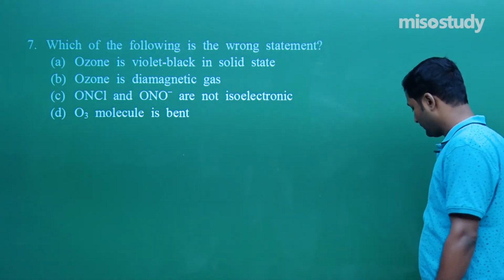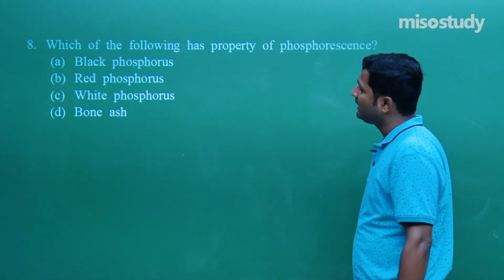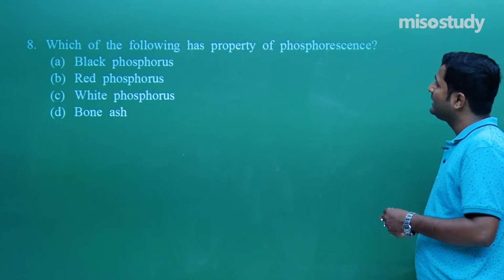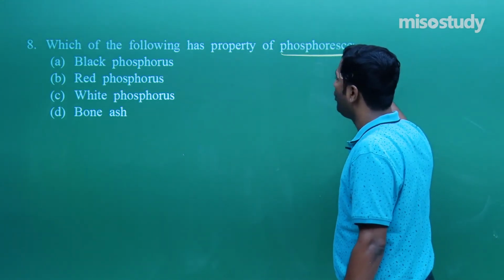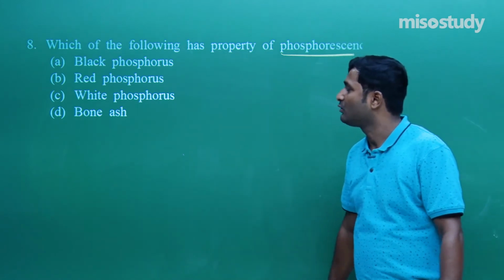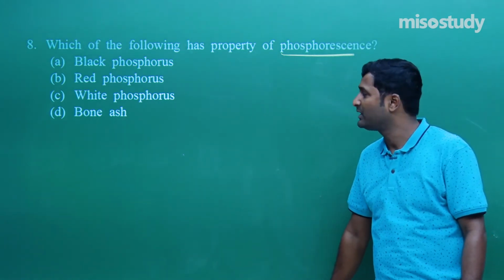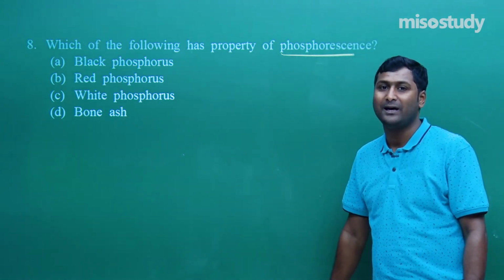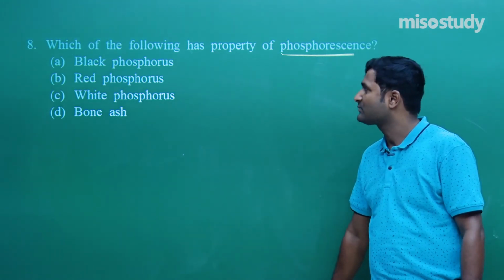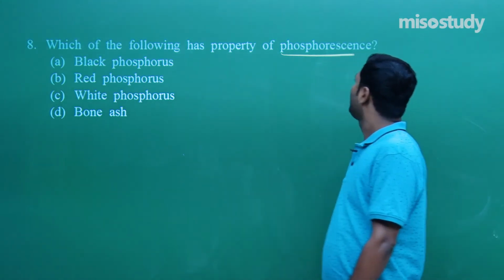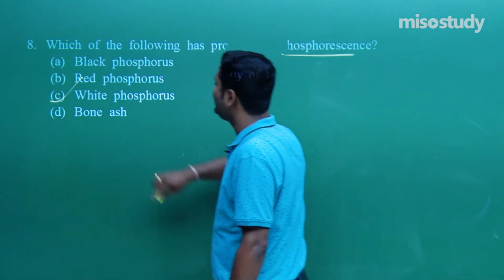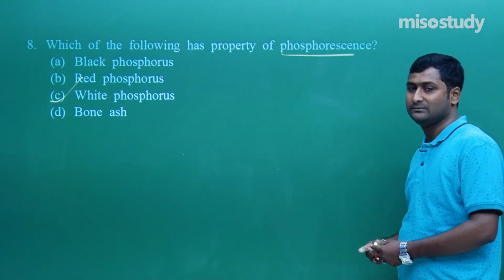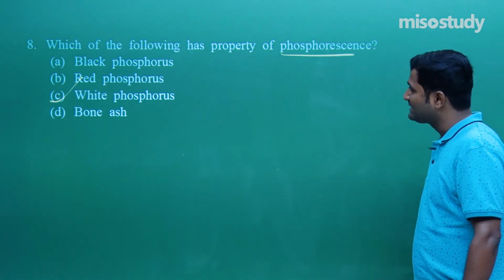Now let's move to question number 8. Which of the following has the property of phosphorescence? This is a simple question. White phosphorus, remember this, white phosphorus glows in the dark. So white phosphorus has the property of phosphorescence. So we can say for this, C is the correct option. Clear? For this, C is the correct option.